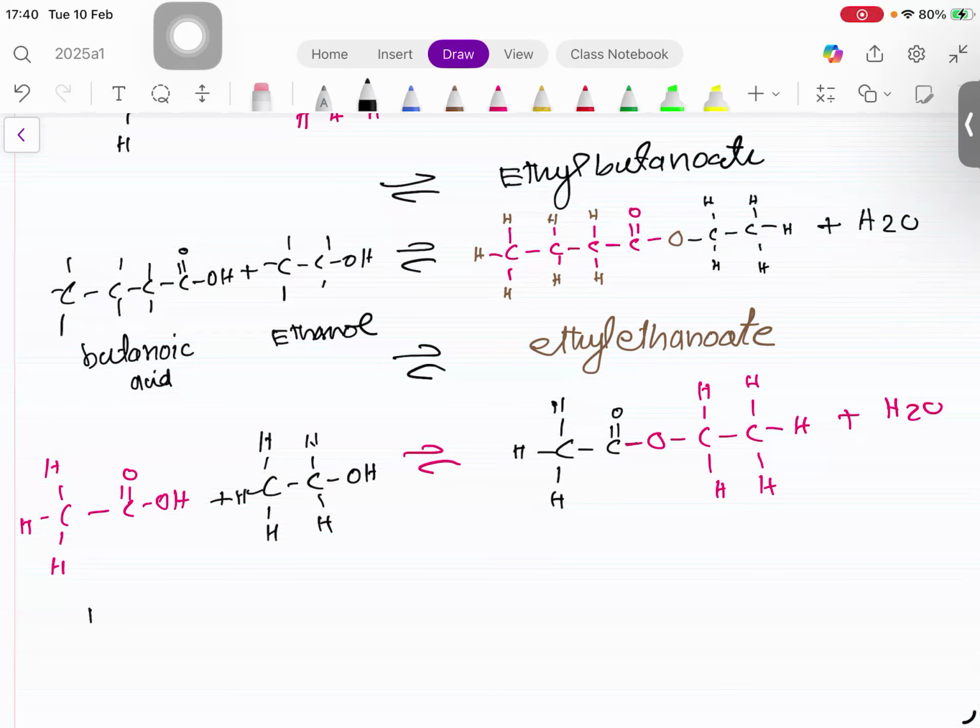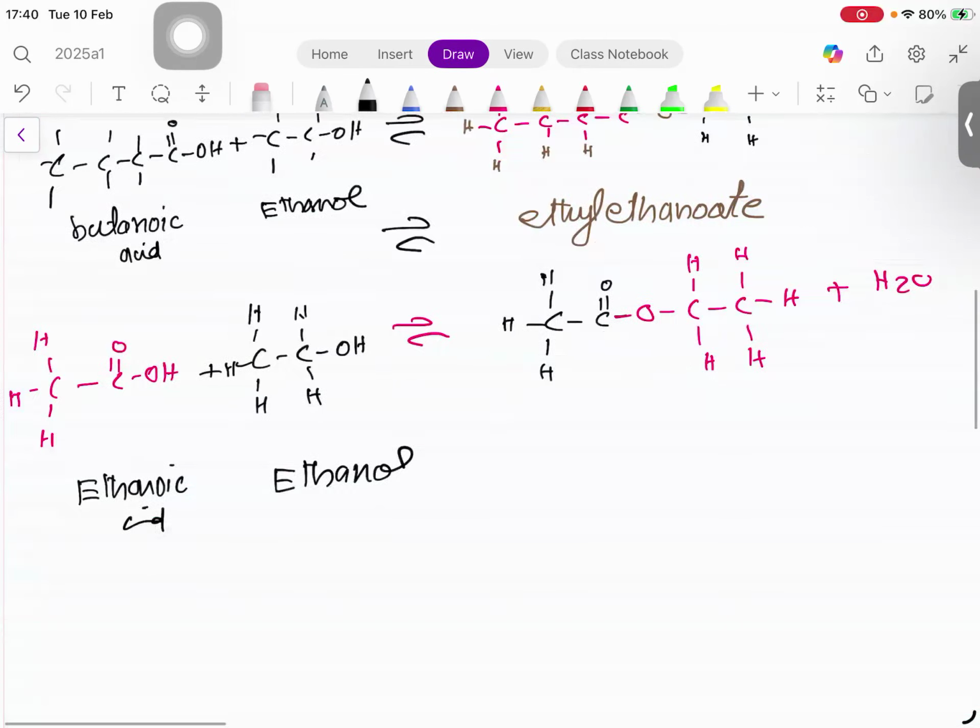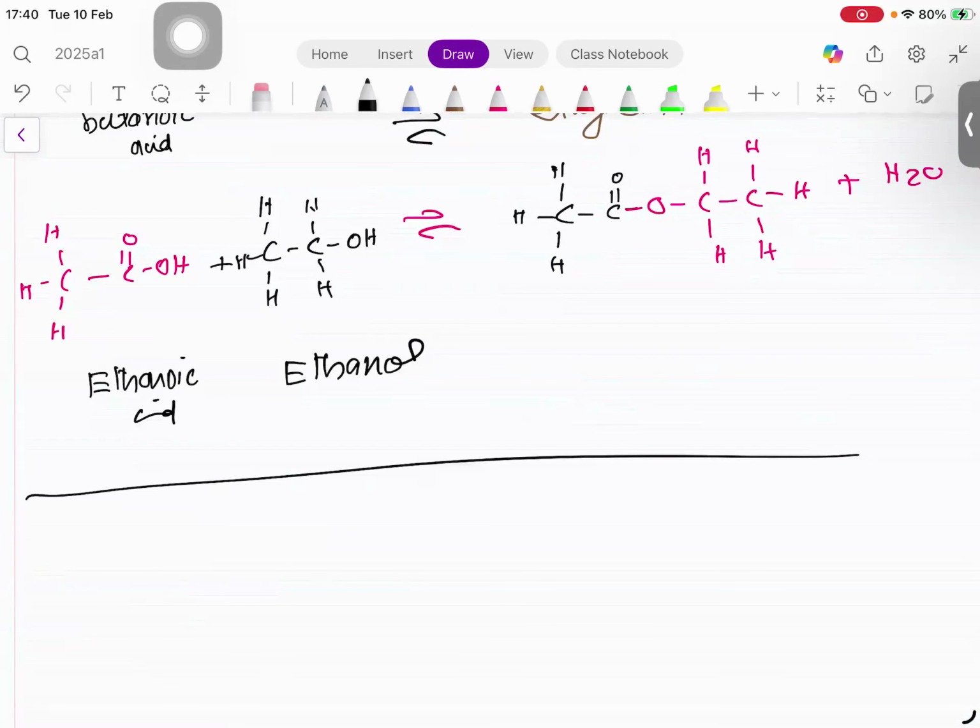Okay, so this is ethanoic acid, and this is what? Ethanol. Okay, so this is ethyl ethanoate. So this is how you make the esters. So please write down. Esters are fruity smelling liquids. They are used as solvents.